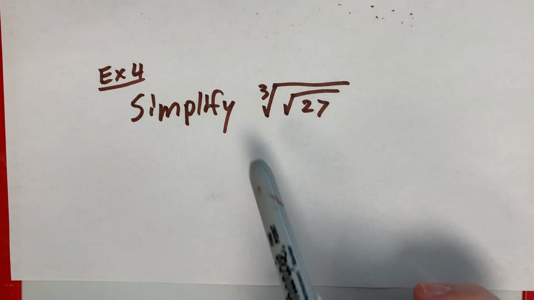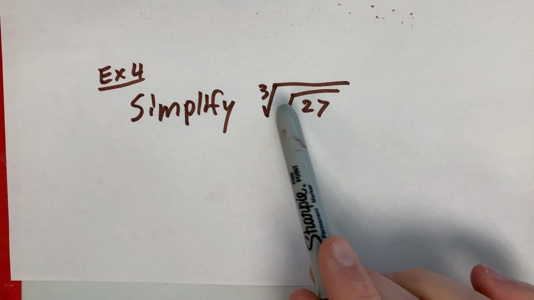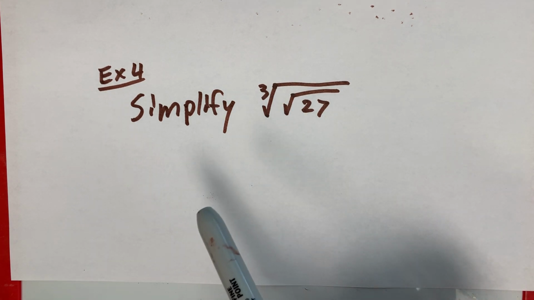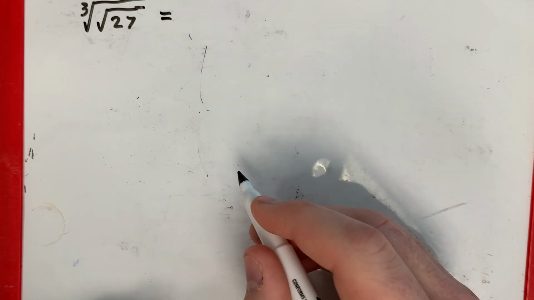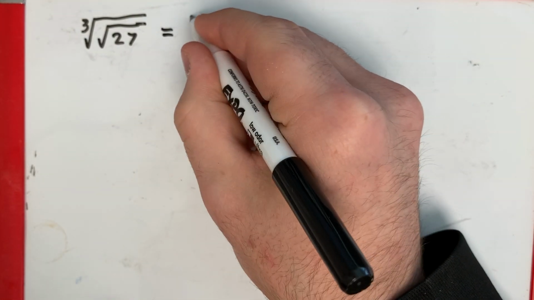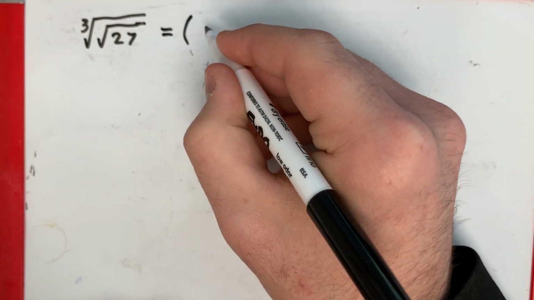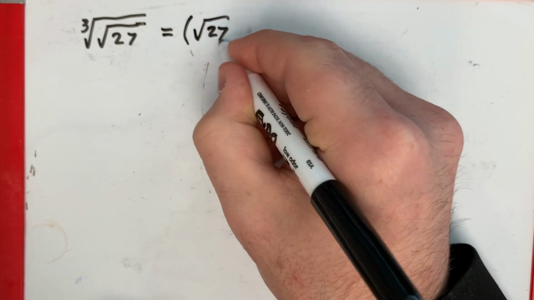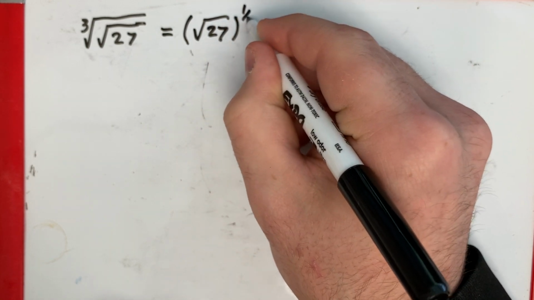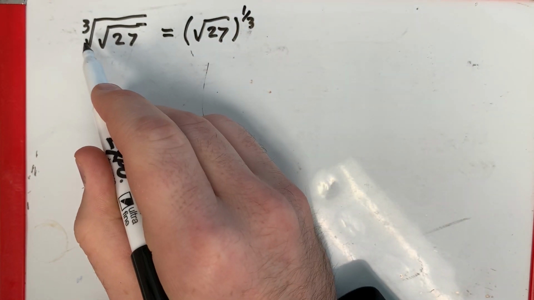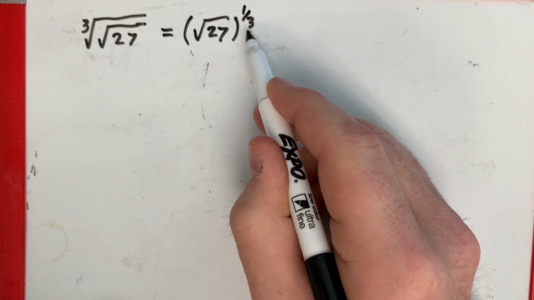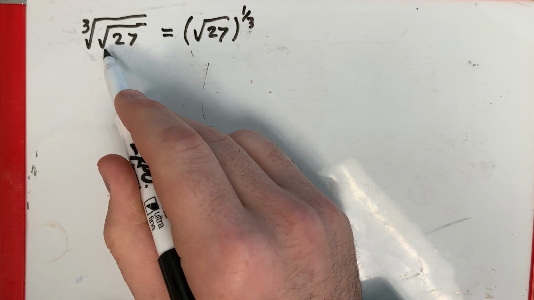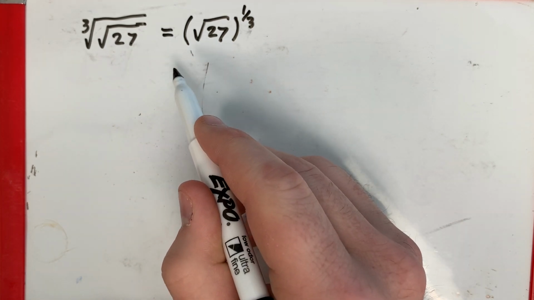Or alternatively, you can use a rule that says I can swap the radicals at liberty. So how does this work out? This is equal to, let's change this all to an exponent. So we have square root of 27 inside a 1/3 power. That's what these radicals mean. If you have a cube root, that's equal to a 1/3 power. Similarly, square root is equal to a 1/2 power.